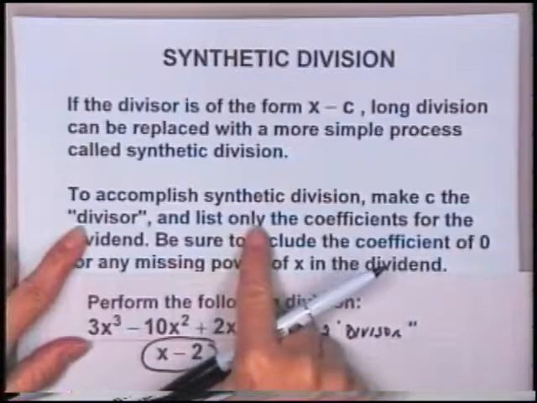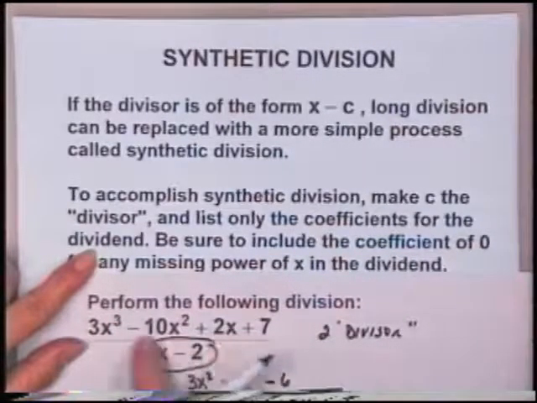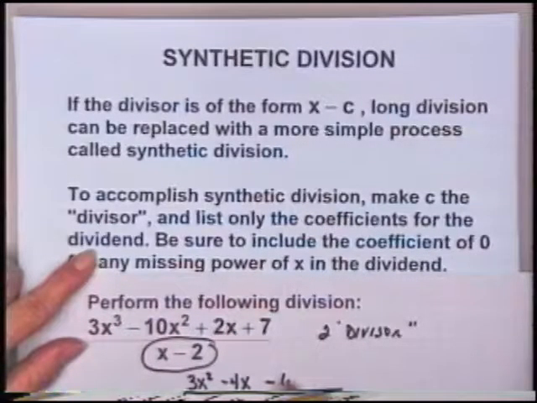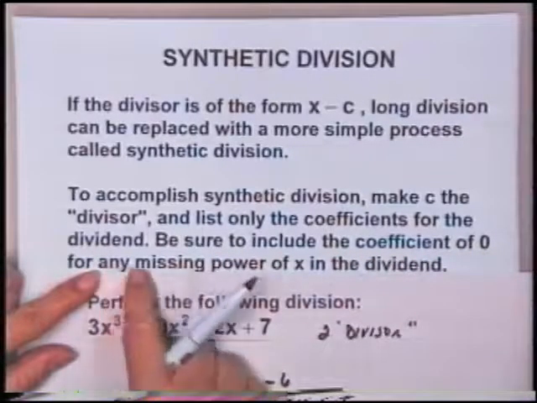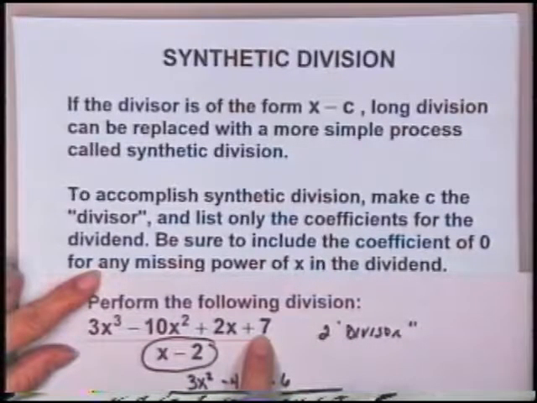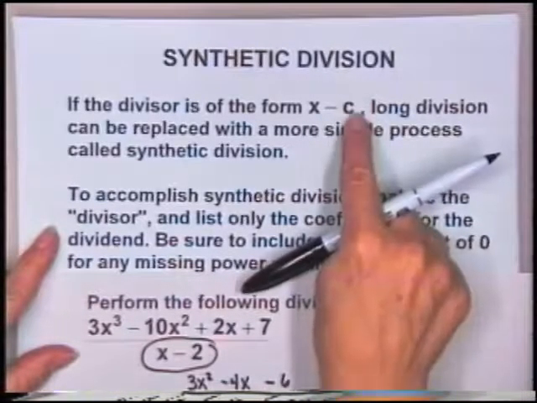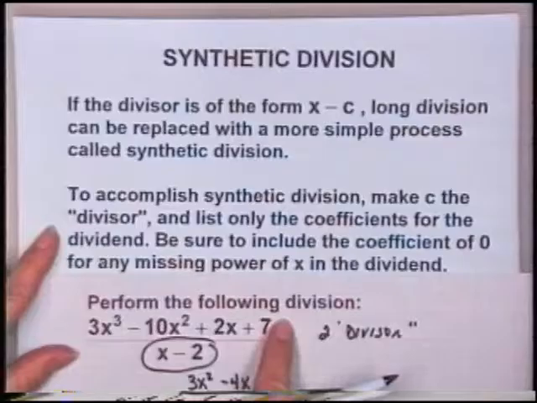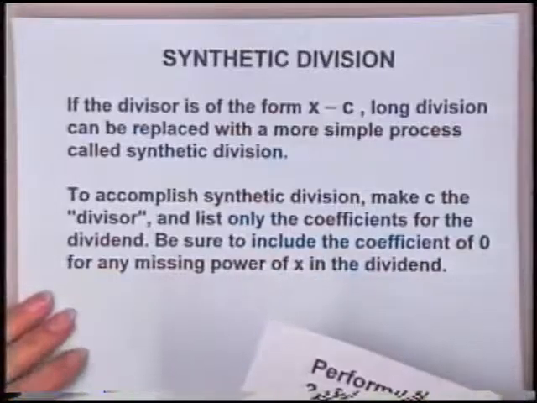Okay? List only the coefficients for the dividend. Now this is my dividend up here. It says list the coefficients. In other words, we're going to leave the x cubed, the x squared, and the x off. We're only going to list coefficients. Be sure to include the coefficient of 0 for any missing power of x in the dividend. Of course, this did not have a missing power, and so we're not going to have to do that. Now here's the key. Think about x minus c. We want to know what c is, and then we're going to list only coefficients of our dividend, leaving off the powers of x. When we list these coefficients, that will include the sign.